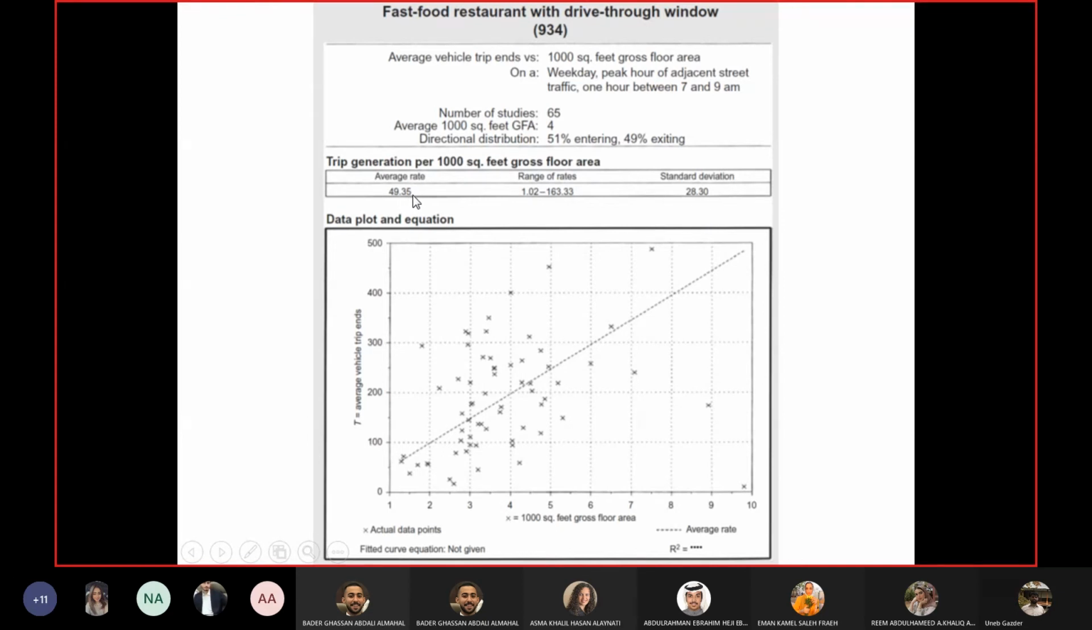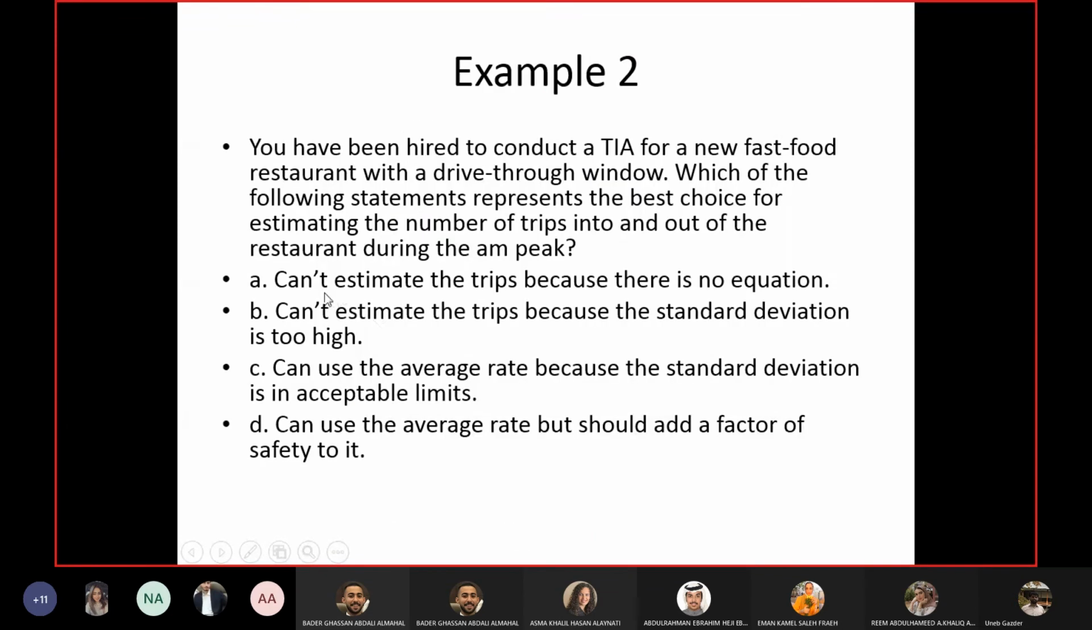No problem. So if I go back, if you are the consultant, and you are saying there is no equation, they will ask you what the other option is. Then the other option is to use the average trip rate. So in this case, if you are the consultant, you can tell the client I will use the average trip rate because the standard deviation is within the acceptable limits. So this is the last statement you will give the client. Obviously statement A is also correct.